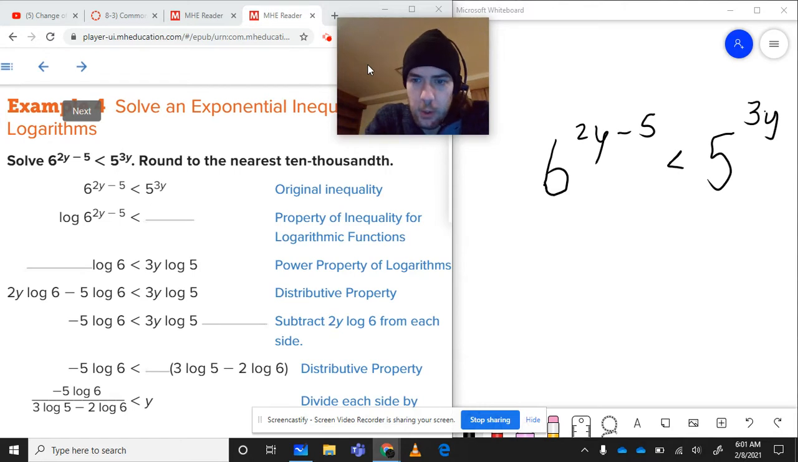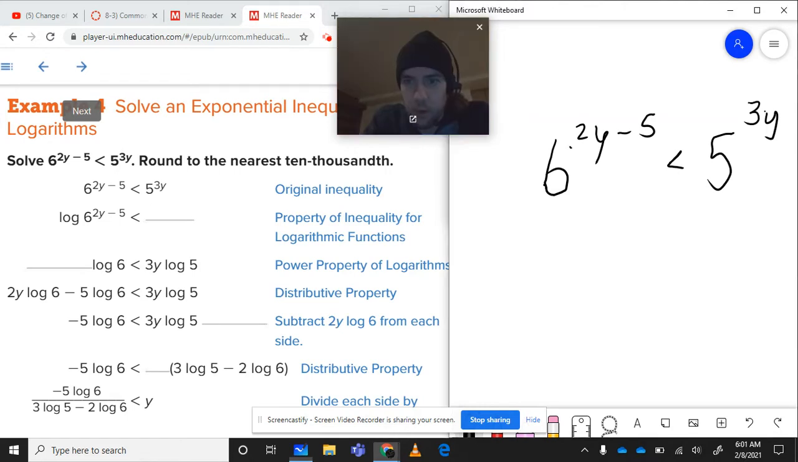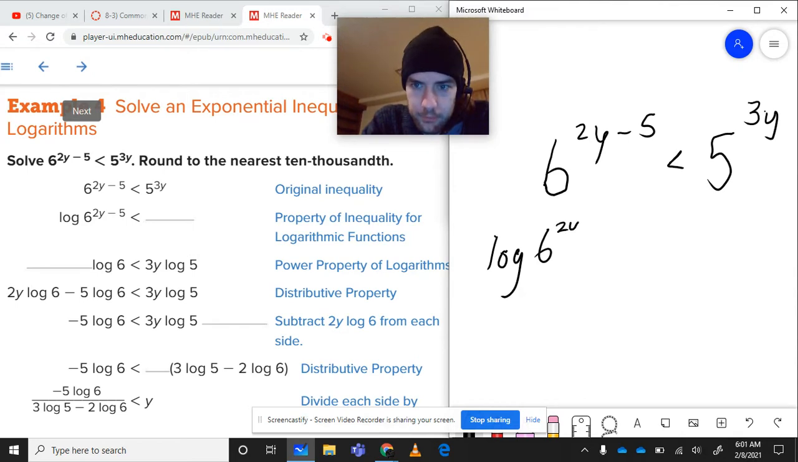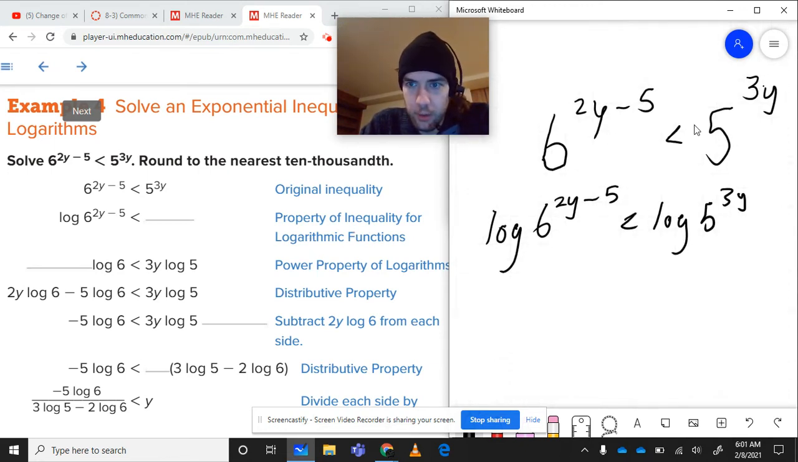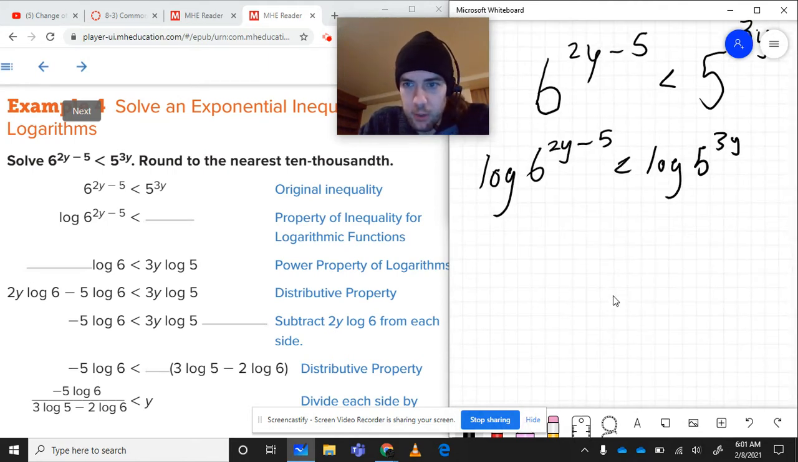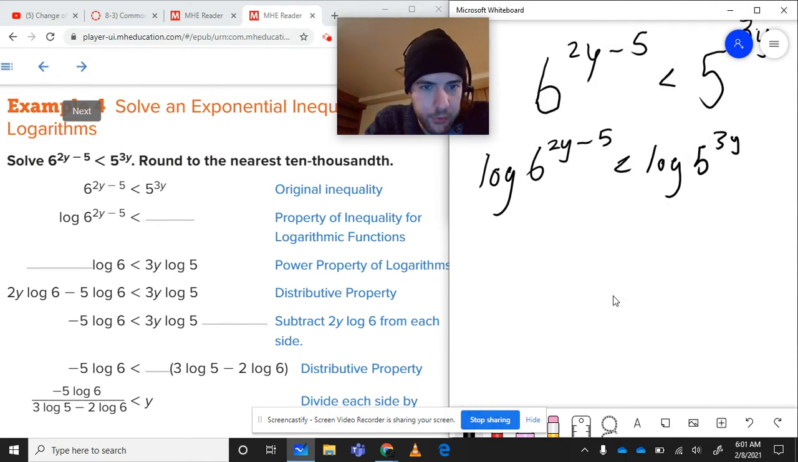So first of all, we use our nifty property of logarithms that allows us to move these values out of the exponent. First we take the log of both sides. We apply that log function to both sides to get here. That's the property of inequality for logarithmic functions. It just means that if you have things in an inequality, then we can apply the log function to both sides. It's an operation that we can do in a balanced way to both sides.